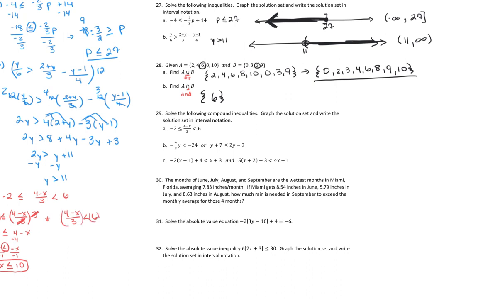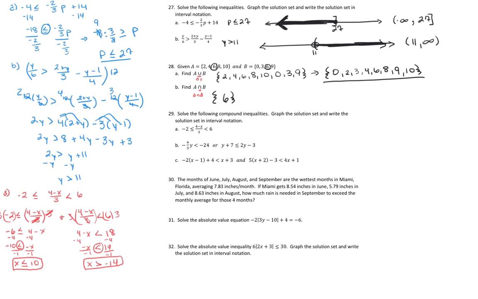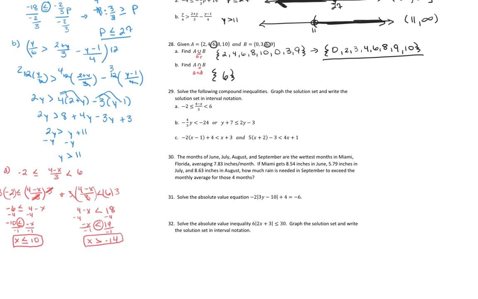So same idea, multiply through by 3, cancel out, 4 minus x is greater than this 18. And then I'm going to subtract this 4. Negative x is less than 14. And then I'm going to get rid of that negative, switch that sign. X is greater than negative 14. So now if we want to have a combined answer, it'll look something like this.